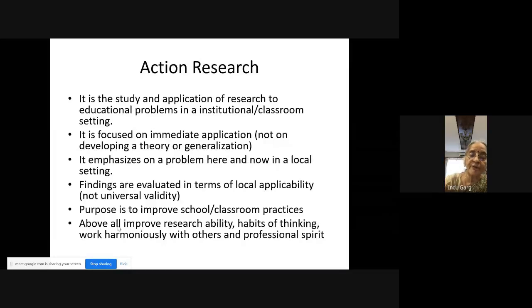You are not worried about developing a theory or a generalization or a principle or advocating to the world. No, in your own classroom, you want to take research and take some action. Okay. So immediate problem solving. It is solving of a problem here and now, very, very local applicability, not universal. You're not going to look at all the teachers of your school, all the divisions, or all other schools in your vicinity, or all schools in Mumbai. No, you're only looking at your own classroom. You're doing some research with your students, improving upon that practice and applying it in your own classroom.